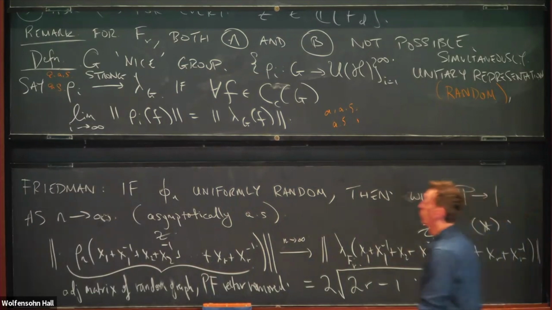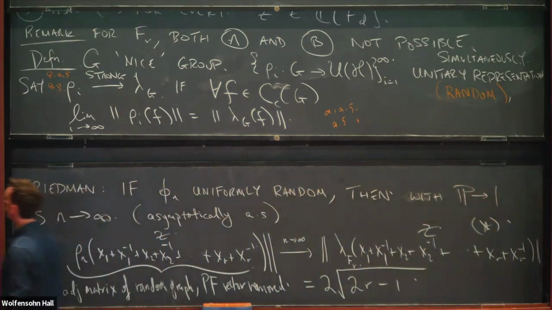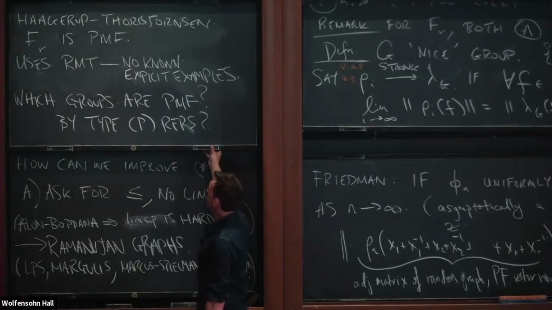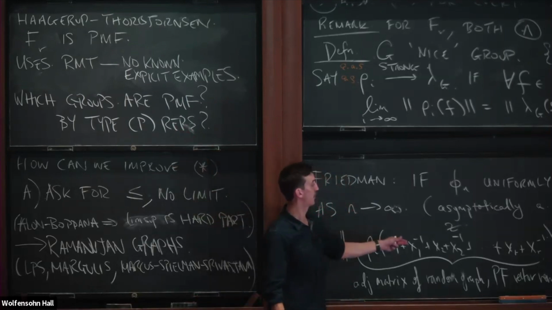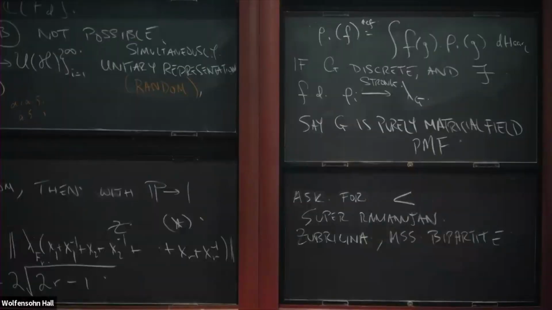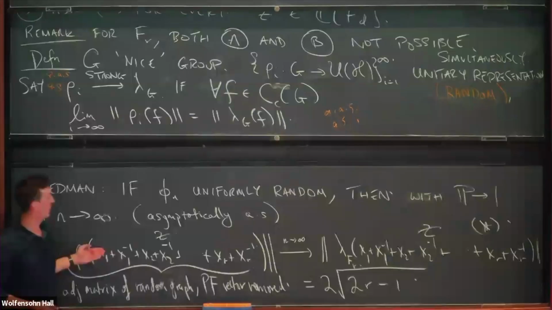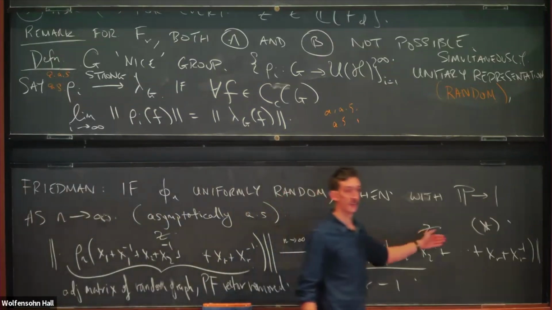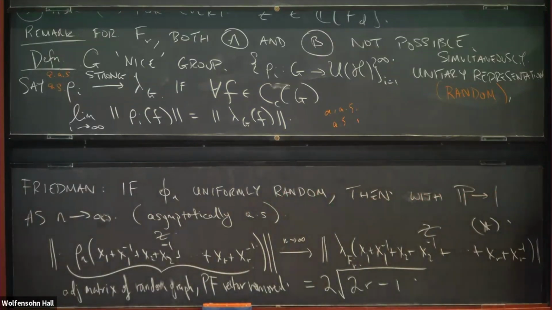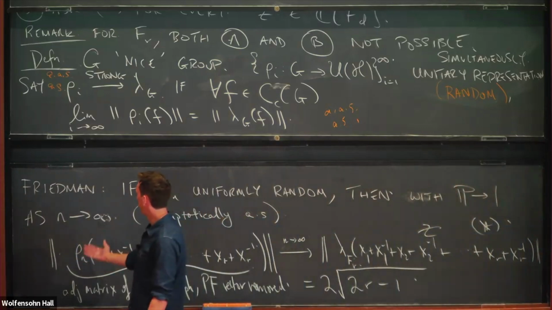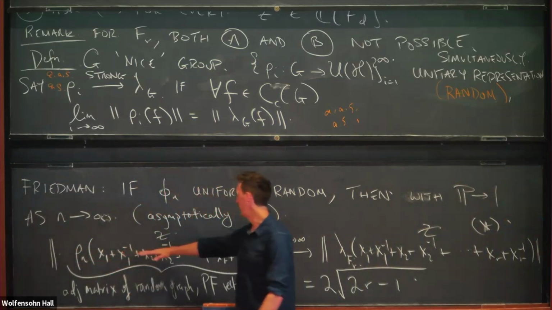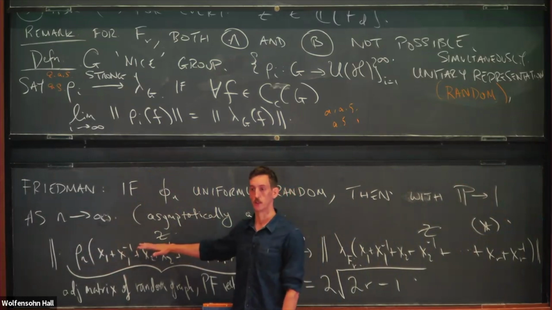So you can ask, is the free group PMF by type P representations, or can you actually extend this statement where you can replace this by any z, this exact statement? So you're looking for this vast strengthening of Friedman's theorem, where you don't just have convergence of the norms of these representations that come from permutations on this linear polynomial, but on every polynomial.